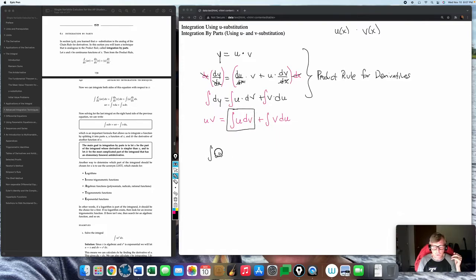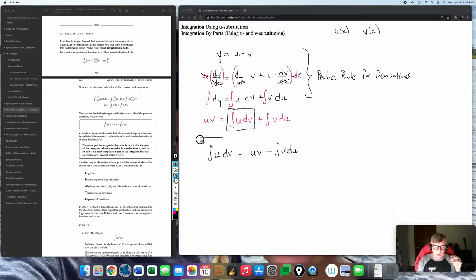It's going to have a u in it, and it's going to have a dv. We have to pick which part of our integral is u and which part of our integral is dv. I'll show you that in a minute. But if I solve this, I have to do the integral of v du subtracted from uv, right? So this is uv minus the integral of v du.